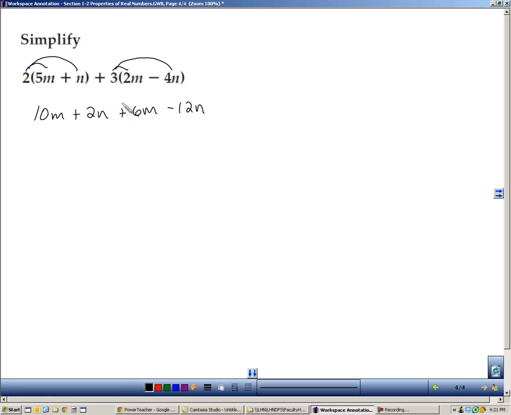Now we could technically use a commutative property to reverse the 2n and the 6m and flip their order and then group them together, but we don't need to do that because we know how to collect like terms. We know that if 10m and 6m are together in one expression, you can combine those to be 16m. Now that's technically the commutative and the associative property working together. And we also know that a 2n and a negative 12n can be combined to give me a negative 10n.